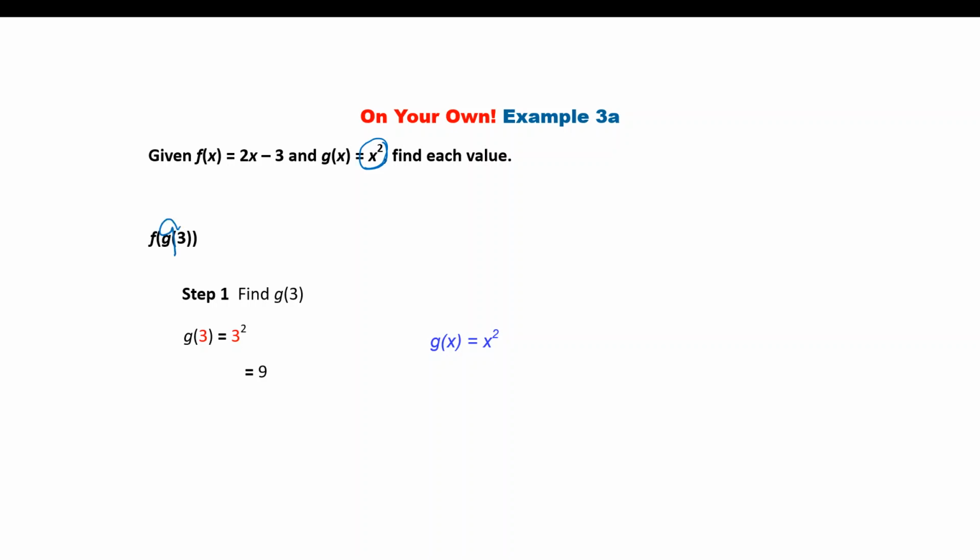So now all I have to do is find f of 9. Everywhere I have an x up here, I'm going to put in 9. So here we go. 2 times 9 minus 3 equals 15. So f of g of 3 is equal to 15.